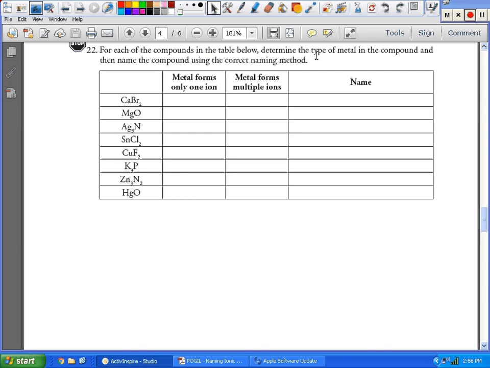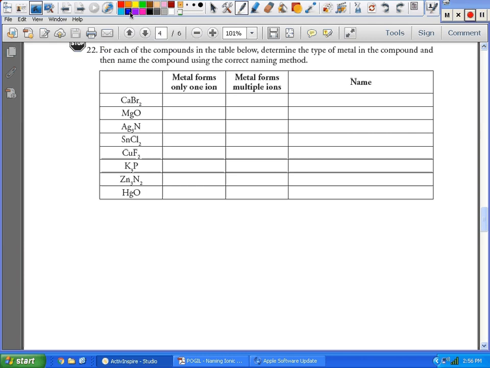So 3. So that means we all need to do it. So here's what I want us to do, and I'm going to give you guys a chance to do this on your own. I'm going to help you do the first one and the fourth one. So I've got a list of compounds, and then it first says metals that form only one ion and metals that form multiple ions. So here's what I want you to do.